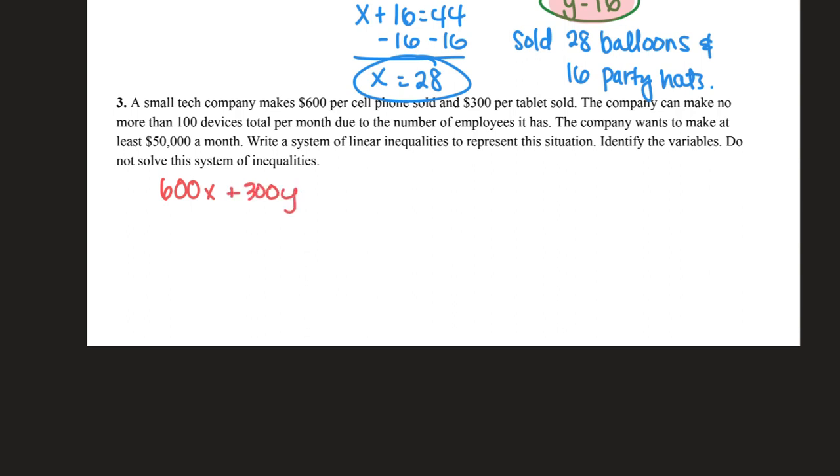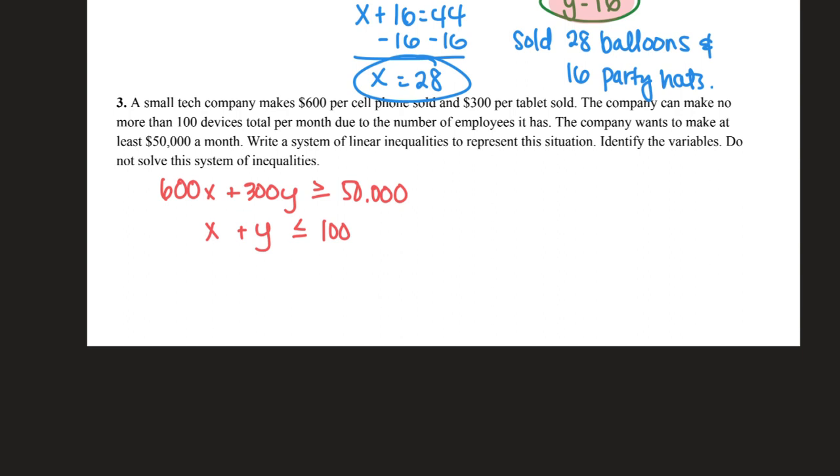It says a company can make no more than 100 devices total per month due to the number of employees it has. So that's going to be another equation. That equation is going to represent the number of devices that they're making. So that means x plus y, and it says no more than, which means that has to be less than or equal to 100. It says the company wants to make at least $50,000 a month. So at least we're going to use a greater than or equal to symbol, and that's going to be 50,000.